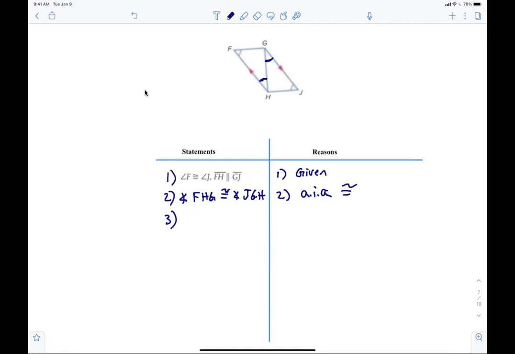There you go. Now you're talking. GH is congruent to GH. Why is that? Reflexive. All right, so here we go. So now what?